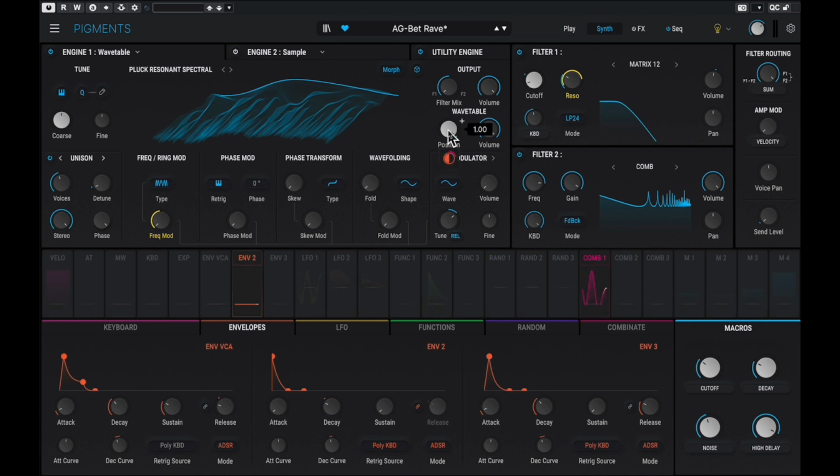The position knob here, which defines which slice we play in the sample, will be modulated to play various chunks of the main sound. Listen again to the sound and watch this position modulation.